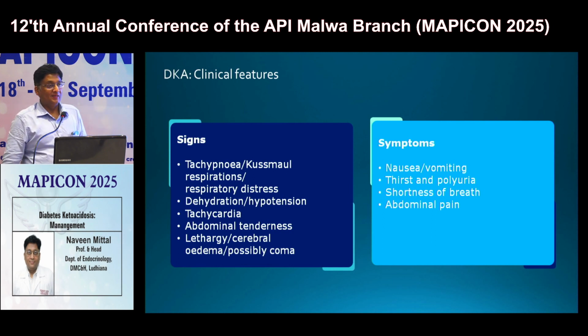What I tell my residents: any diabetes patient who is unconscious, is dry, having difficulty in breathing, look for diabetes ketoacidosis. Any diabetes patient who is unconscious, is wet, is sweating profusely, it is hypoglycemia. So these are the differentials. So clinically, any diabetic patient having nausea, vomiting, difficulty in respiration and dry, look for diabetes ketoacidosis.